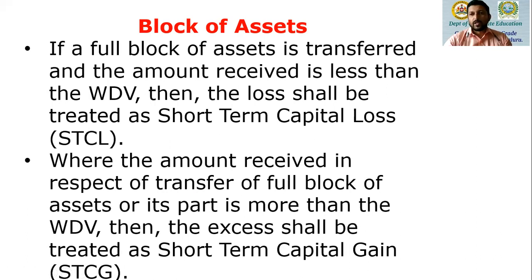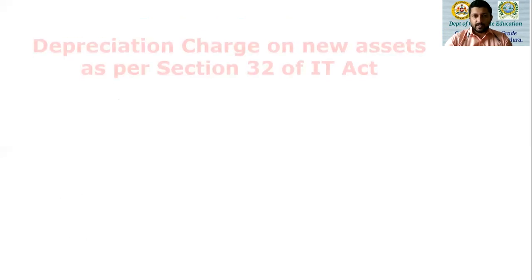Suppose the opening block value of the machinery is around 4 lakh rupees. And let's imagine there are 3 machines in that block and 2 machines are sold, and the business gets say 4.5 lakh rupees. Though there is one asset still in that particular block, 4.5 lakh covers the entire block value of 4 lakh rupees, but it is 50,000 more than the block value which is recovered, and that extra 50,000 will be treated as short-term capital gain. That's about the block of assets.